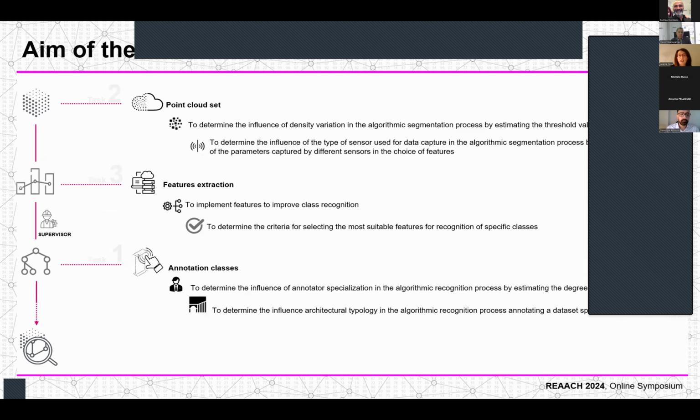Therefore, the objectives of our study are to estimate the density threshold value, to determine the influence of the sensor type, to implement features, to evaluate the degree of agreement of different annotators for training, and to determine the influence of architectural typology annotating a specific dataset for training.